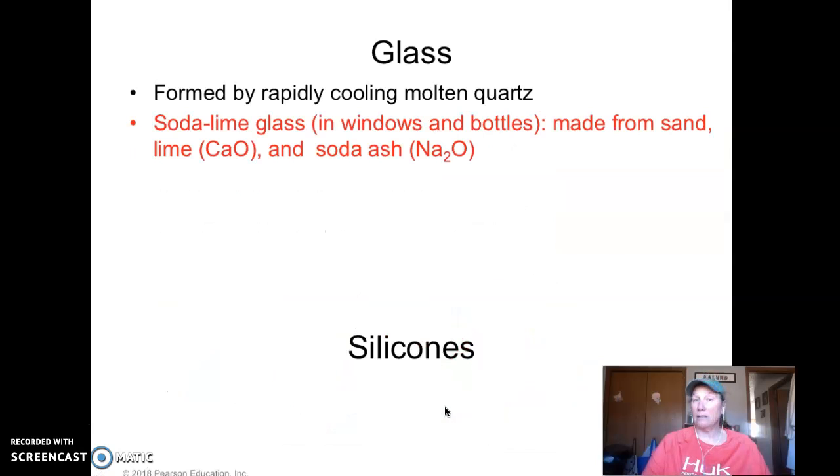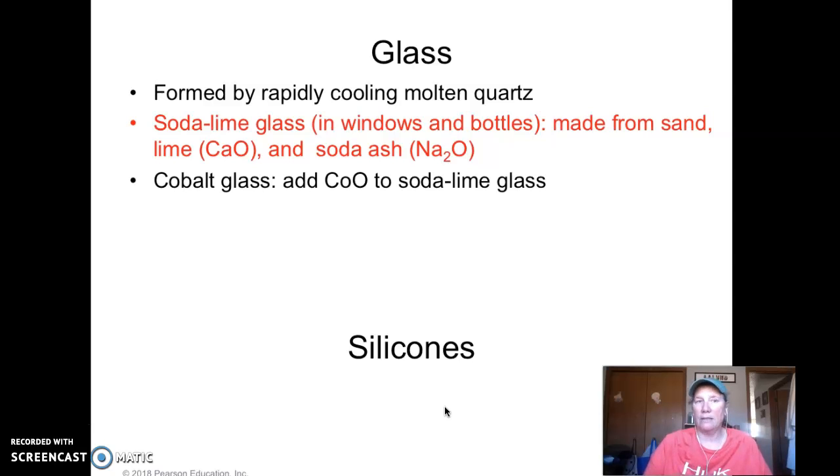Okay, glass is basically molten silicon. Sodium lime glass, there's different kinds of glass, but you can take sand and you can get sodium lime glass in windows and our bottles. We have from sand again, lime, calcium oxide, sodium ash, all of those can make different kinds of glass. Cobalt glass adds cobalt to it, it gets kind of a tinge to it. If you want your glass to be harder, they'll replace potassium oxide in there instead of calcium oxide.